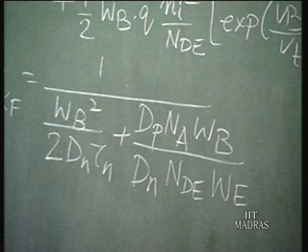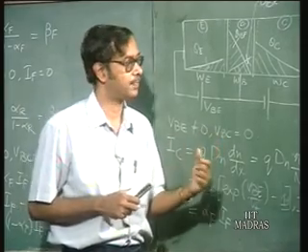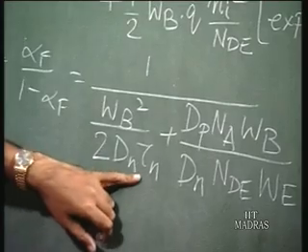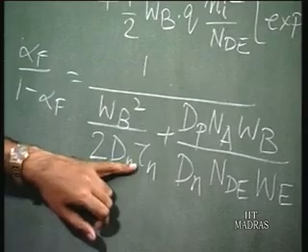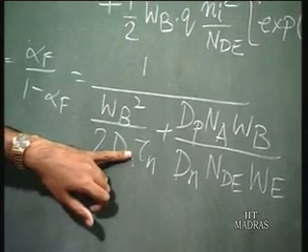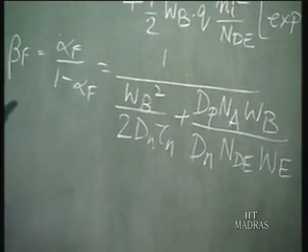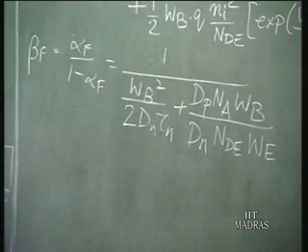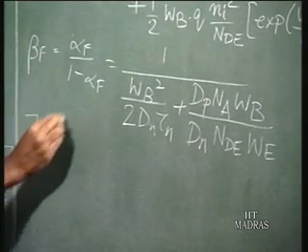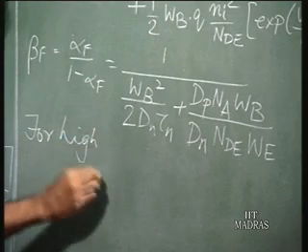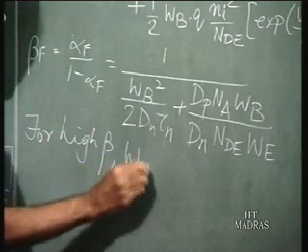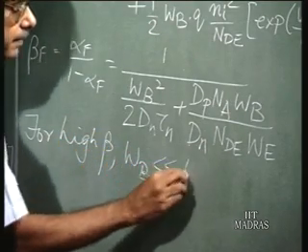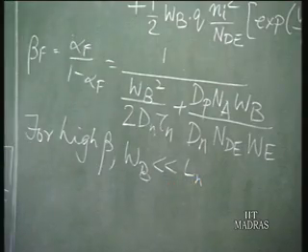Now, this expression tells us a lot of things. So, for beta to be high, what are the conditions? What is dn tau n? That is Ln squared, the square of the diffusion length. So, for high beta, WB must be very much less than Ln.